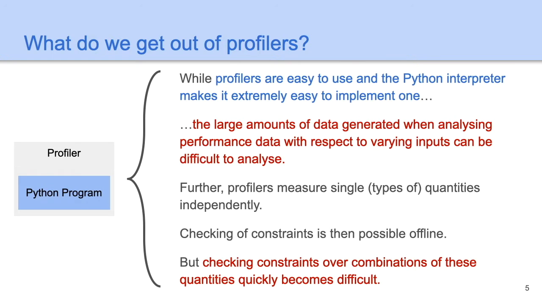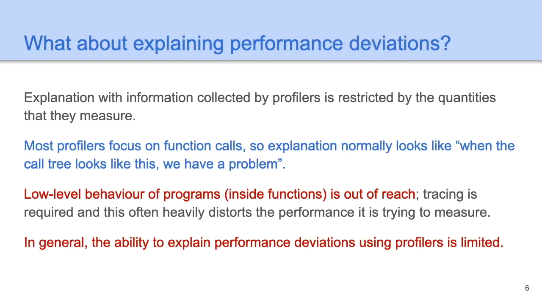While profilers are very easy to use and the Python interpreter makes it very easy to implement one with all the facilities that it provides, the large amounts of data generated when analyzing performance data with respect to varying inputs can be difficult to analyze. There are tools to help us do this, but it's still tricky. Further, profilers measure single types of quantities, for example, just function calls, and these are also measured as independent quantities with no relationship to each other. Further, checking of constraints is possible offline, but checking constraints over combinations of quantities with no real relationship to each other becomes quite difficult.